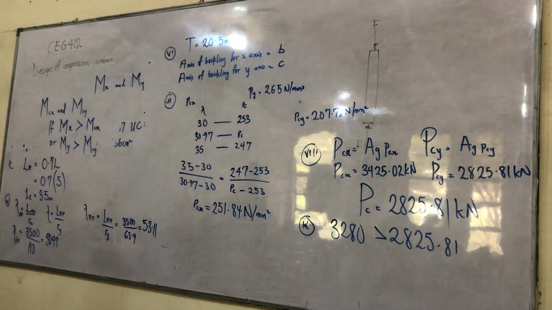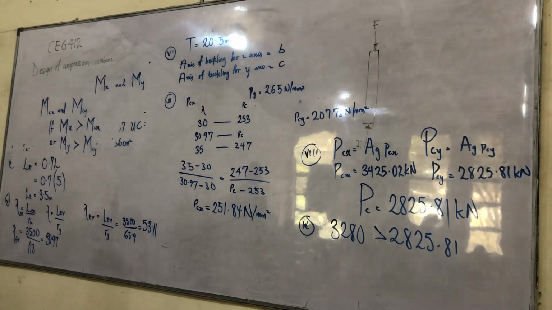Step 5. Determine effective length LEX and LEY using table 22. That's step 5.